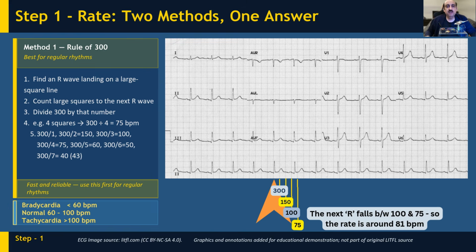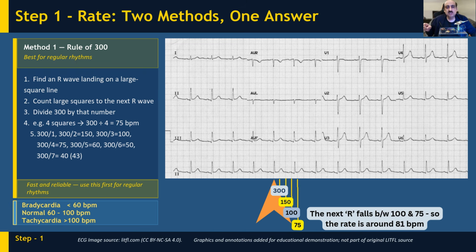For rate calculation, there are two methods, depending on whether the rhythm is regular or irregular. When the rhythm is regular, we know that the speed of the paper is 25 millimeters per second. We looked at all the numbers and the values of the horizontal and vertical axis. So in this situation, you need to find the rhythm strip, which is rhythm strip 2 at the bottom here. Find an R wave which lands pretty much exactly on a large square.